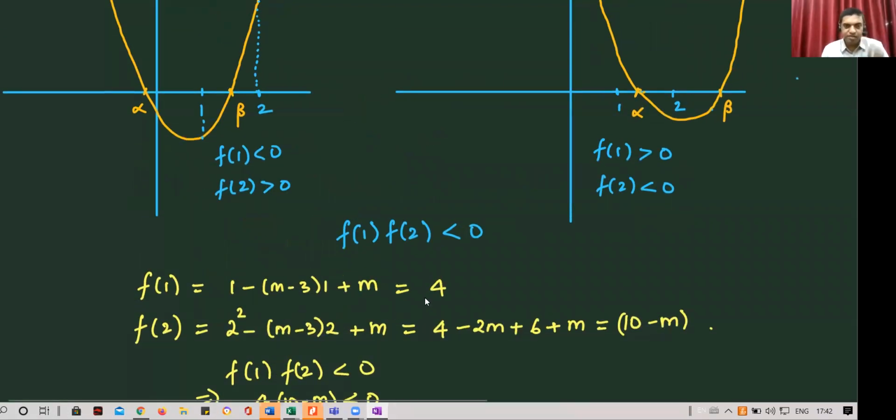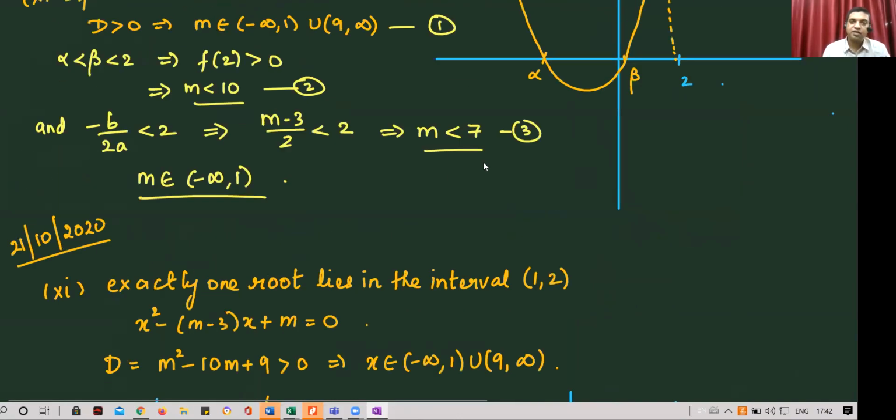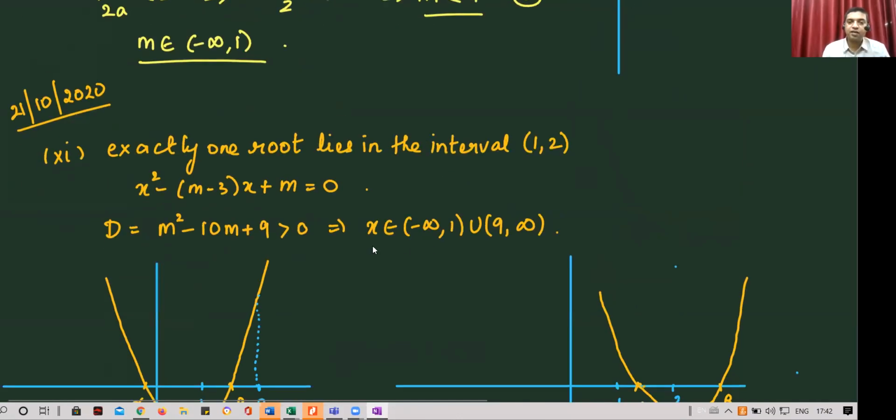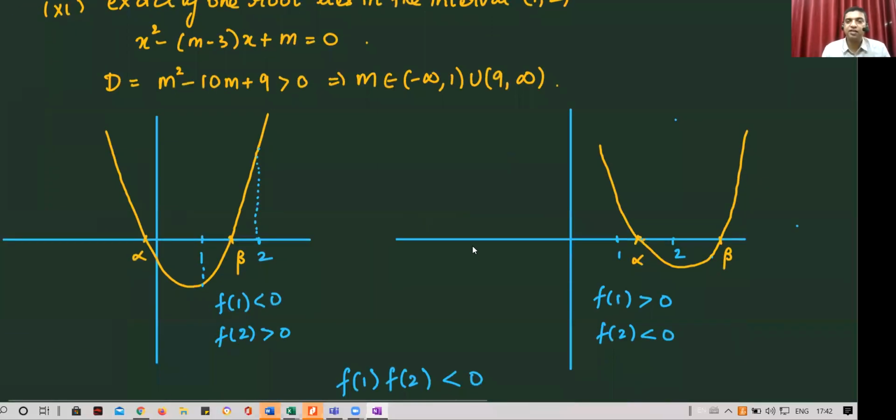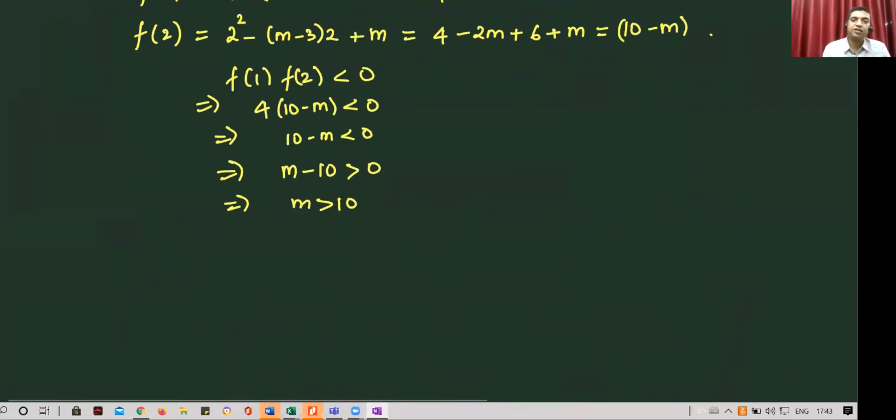And our basic condition is, sorry, here this should be m. m lies outside of 1 and 9. So m greater than 10. So combining this, m should be greater than 9 and m should be greater than 10. So we get m is greater than 10. m belongs to 10 to infinity. Got it?